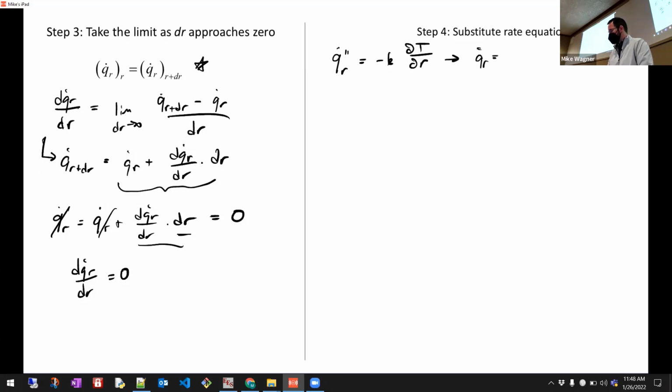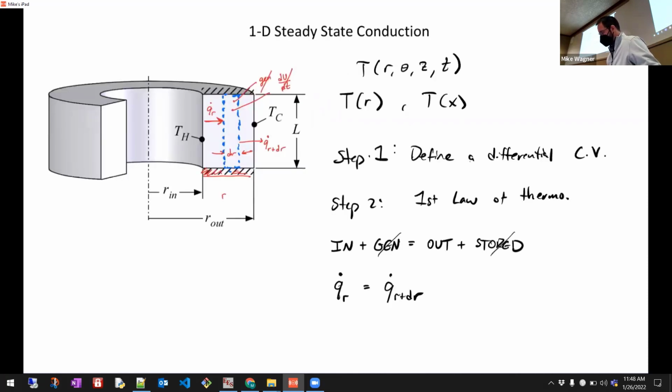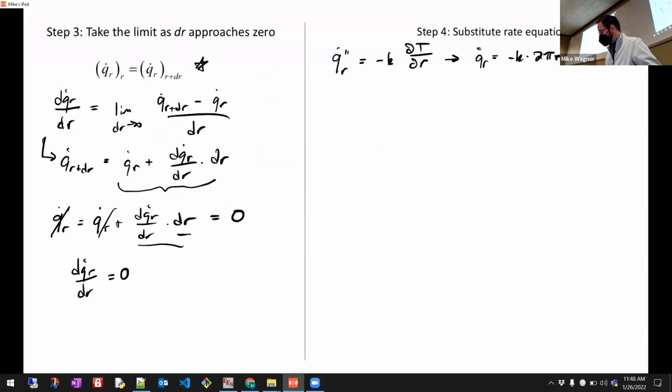So q̇r is equal to, what's the area of the differential element? That's going to be minus k times 2πr, the circumference at the control volume's position, times L. Yes, this coordinate here is L. Ultimately, we're trying to find the area of this cylinder, so 2πrL, multiplied by dT/dr. This now becomes an ordinary differential equation because it's only a function of r.